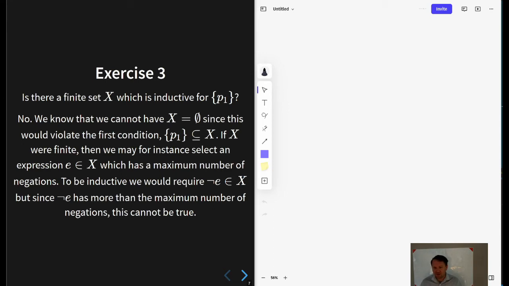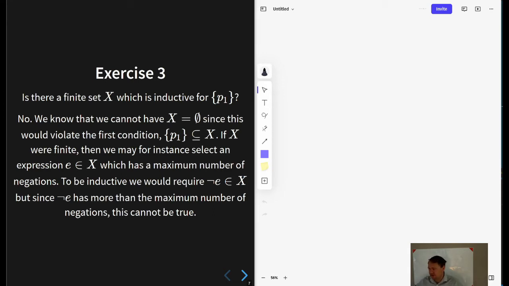suppose for contradiction that such an X existed. Well, it cannot be the empty set because then it wouldn't satisfy the first condition that Y must be a subset of X. So it has something in it. We could even particularly say it must have P1 in it. And it is a finite set.